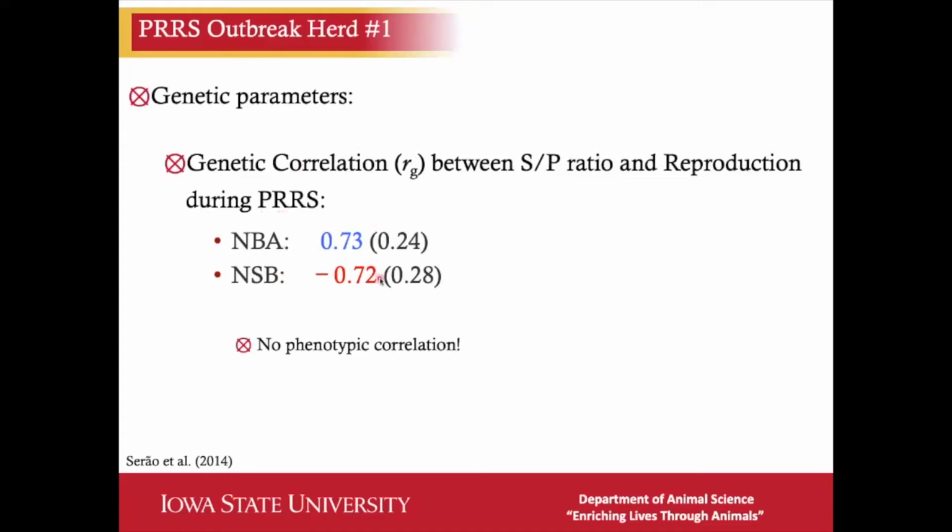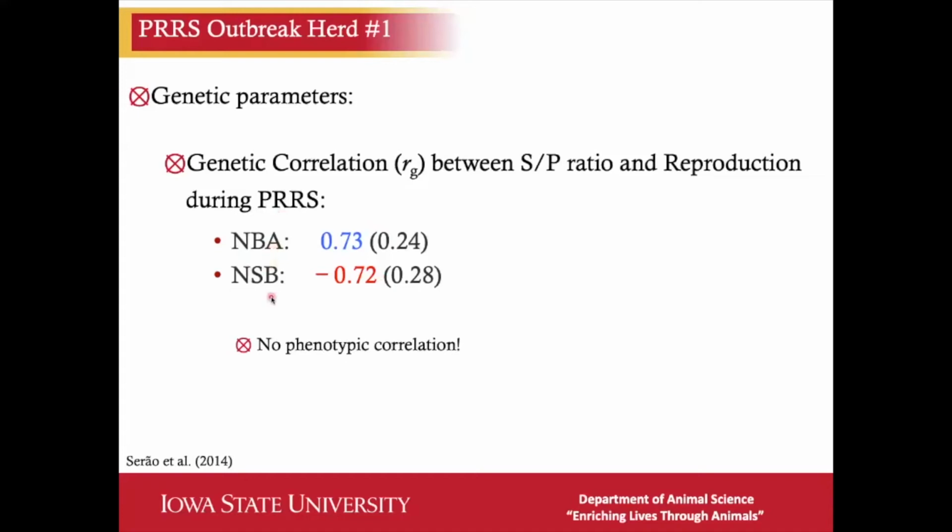What does that mean? It means that animals that are genetically superior to produce more antibodies, like sows that have high antibody response at the genetic level, should also have greater number born alive during the outbreak, and therefore lower number of stillborn piglets during the outbreak.